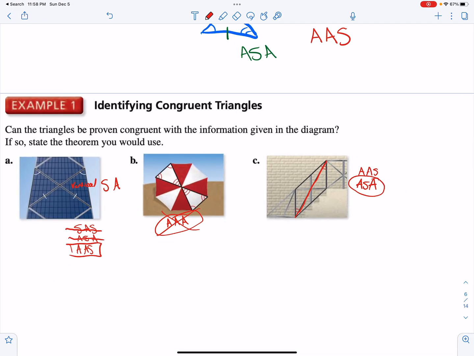So again, part of what we do going forward will just be recognizing whether or not we have congruent triangles. Once we think that they are, we have to distinguish which pattern we're using.